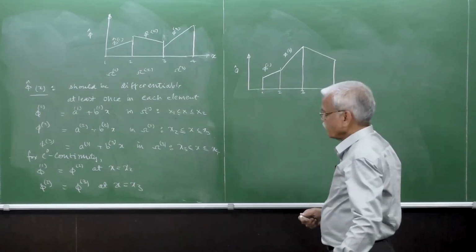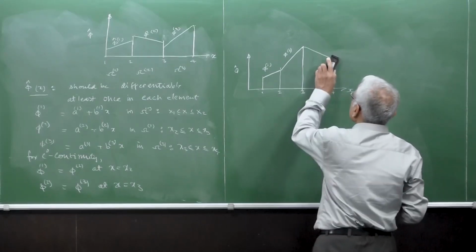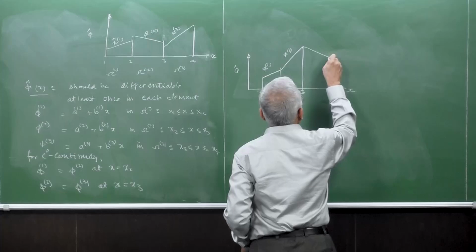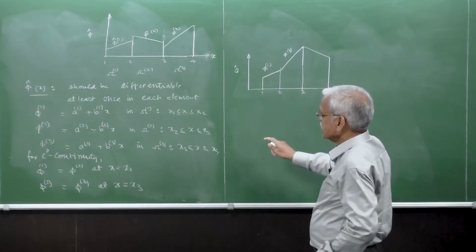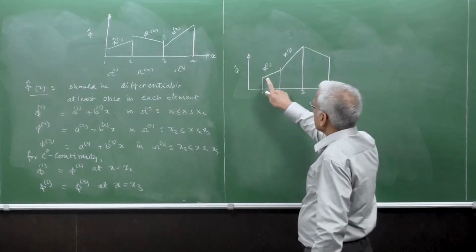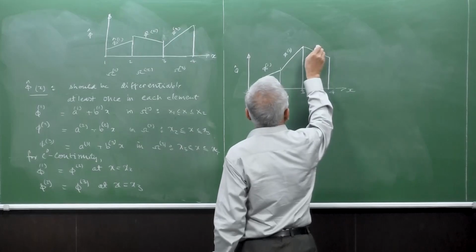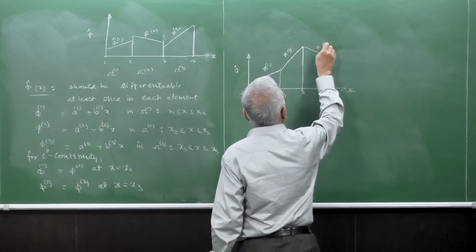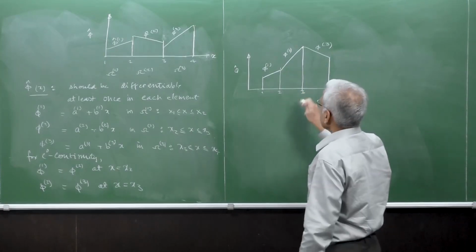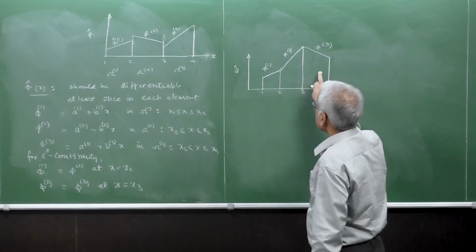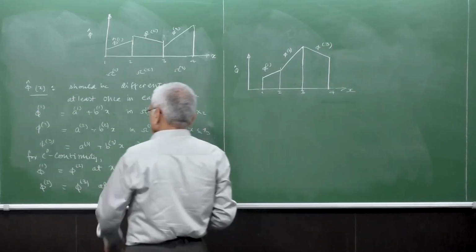Okay, with the 3 elements like this one, maybe this is a little longish. Let's make them equal. It's not necessary. Okay, so what the constraint says is that phi 1 and phi 2 at x is equal to x2 should be same, and so similarly here phi 2 and phi 3 at x is equal to x3 should be same. So that's how the conditions are.